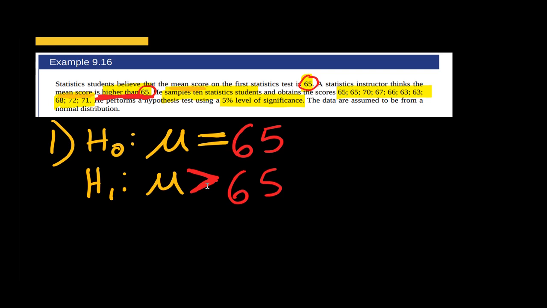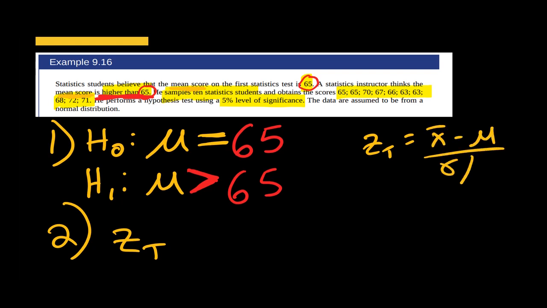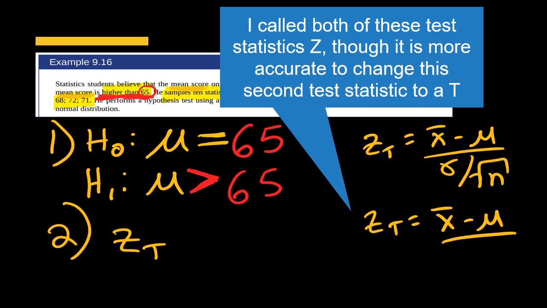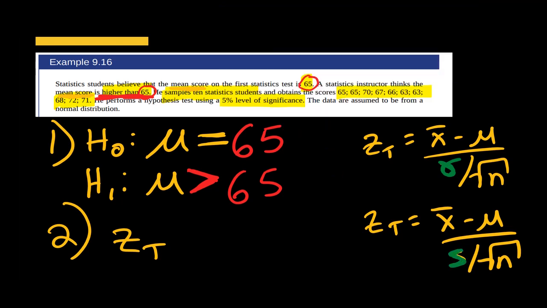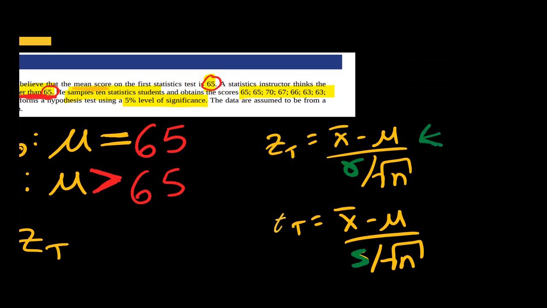Now, step number 2 is to calculate our test statistic. For a mean, we have 2 different test statistics. Z equals x bar minus mu divided by sigma over the square root of n. Or you could have the test statistic equals x bar minus mu divided by s over the square root of n. They're very similar. What's different about them? Well, this one I have sigma, and this one I have s. And for this formula up here, you would need to know something about the population parameter. Remember, sigma is the population standard deviation, and s is the sample standard deviation.